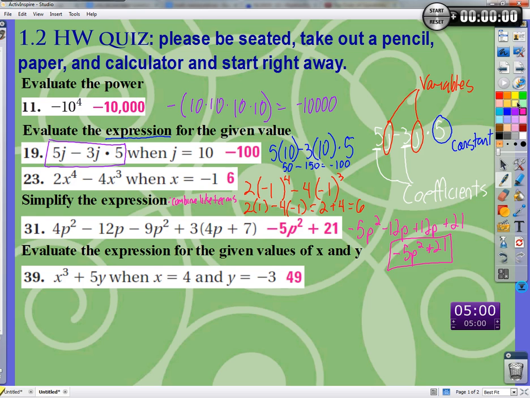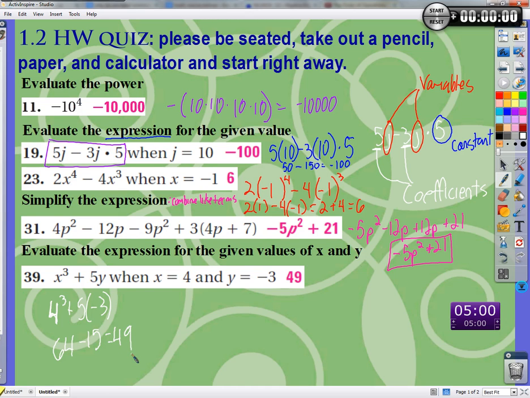Same deal here. We just have an x and a y. So 4 cubed plus 5 times what's y. Y is -3. Making sure to put parentheses around that -3, so we have multiplication. 4 to the third, what's 4 to the third? 4 times 4 times 4. And that's 16 times 4, and that's 64. Minus 15, and that's 49.